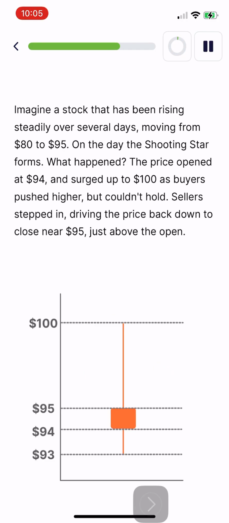Imagine a stock that has been rising steadily over several days, moving from $80 to $95 on the day the shooting star forms. What happened? The price opened at $94 and surged up to $100 as buyers pushed higher but couldn't hold. Sellers stepped in, driving the price back down to close near $95 just above the open.